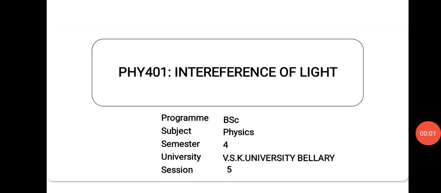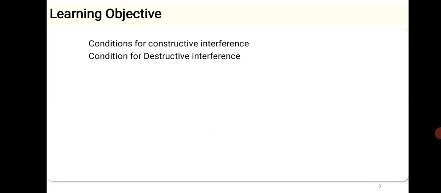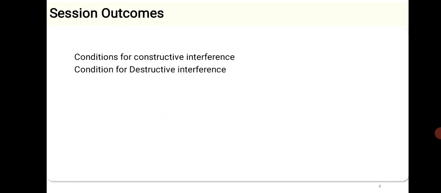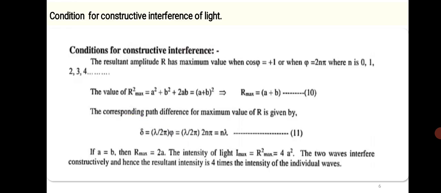I welcome you all to session number 5 on interference of light. The learning objective of this session is to understand the conditions for constructive interference and the conditions for destructive interference. Prerequisites: concept of light, beam of light, ray of light, interference, fringe width. Conditions for constructive interference of light.